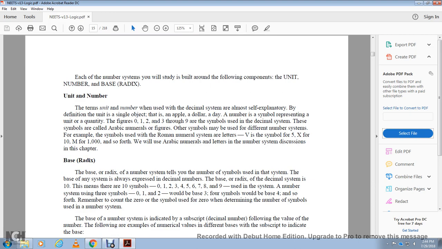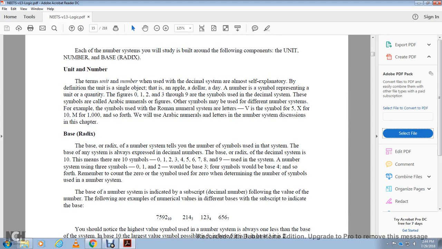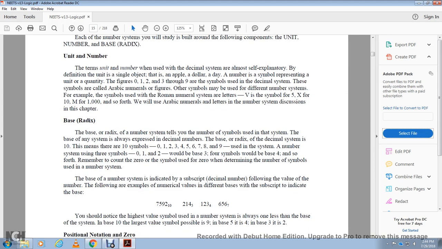The base of a number system is indicated with a subscript following the number. To show that a numeric value has a different base, use a subscript to indicate the base. For instance, 7,592 base 10, 214 base 5, 123 base 4, 656 base 7.